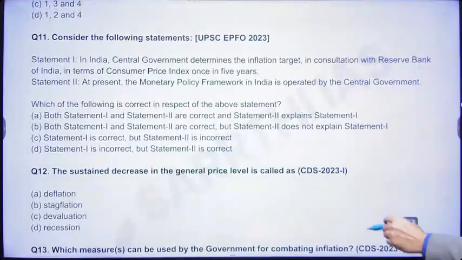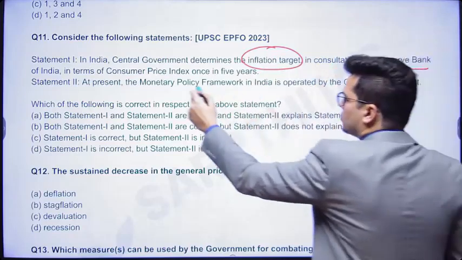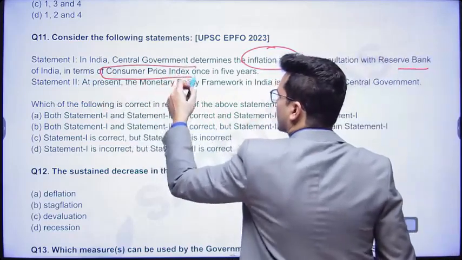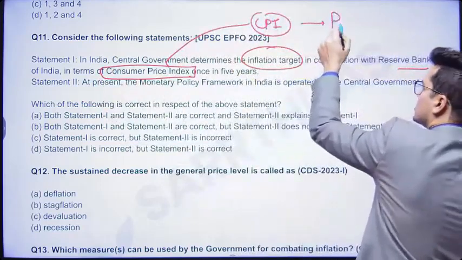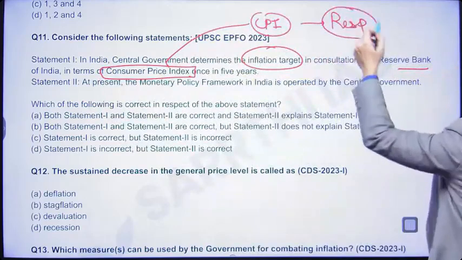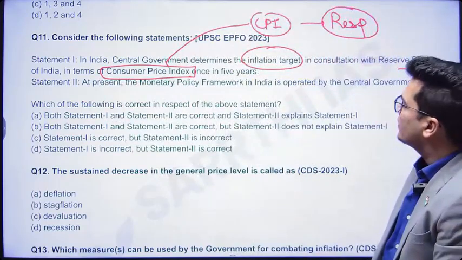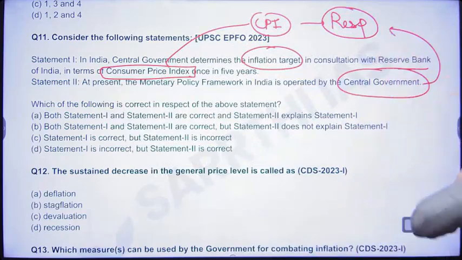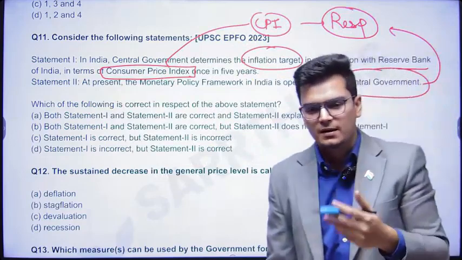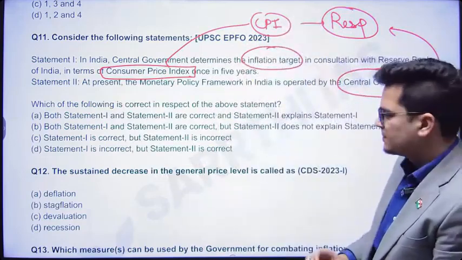Then, let's look at this. Central government determines the inflation target in consultation with RBI in terms of consumer price index. Again, this term CPI has appeared. And again, the responsibility of controlling inflation. This is an important topic. Then, at present, monetary policy framework in India is operated by central government. Again, the responsibility of inflation has been asked multiple times, and measurement in terms of CPI, WPI also I have seen multiple times.